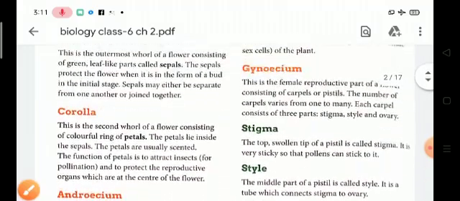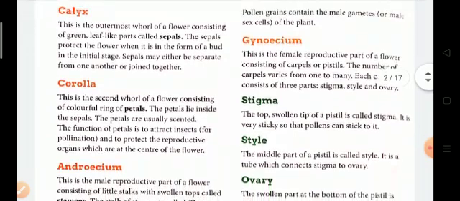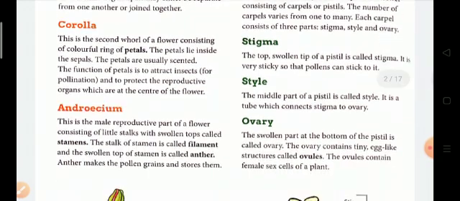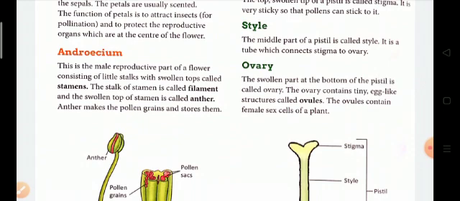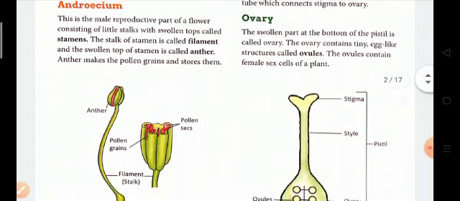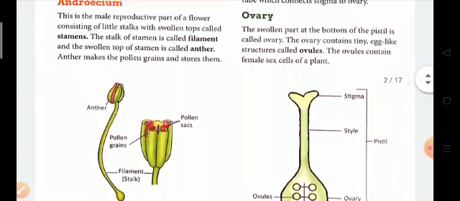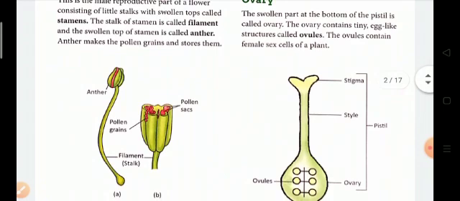Now the structure of gynoecium, the female reproductive part, commonly called carpel or pistil. It is divided into three parts. Stigma, the top swollen tip of a pistil, is called stigma. The middle part of a pistil is called style, and the ovary is the swollen part at the bottom of the pistil. The ovary contains tiny egg-like structures called ovules. The ovule contains the female sex cell of a plant, while the pollen grain contains the male sex cell of a plant.